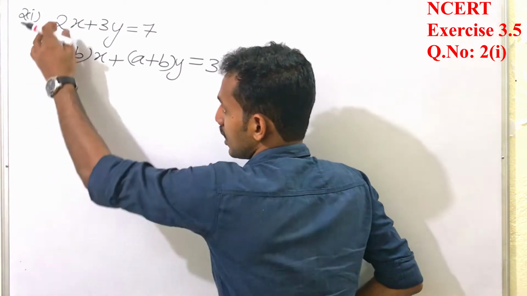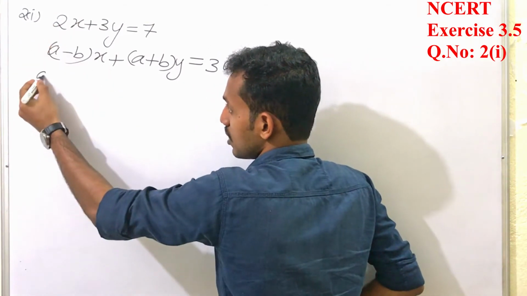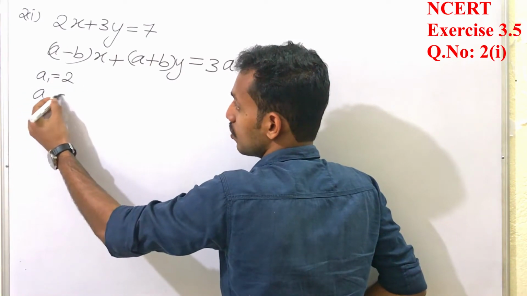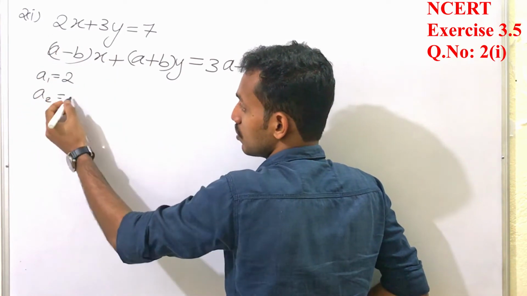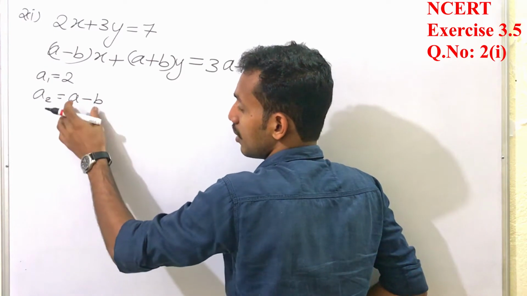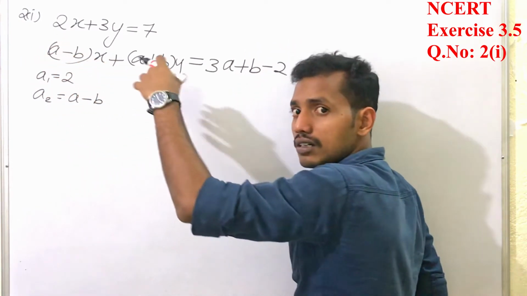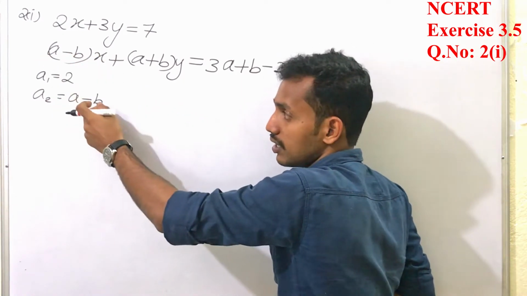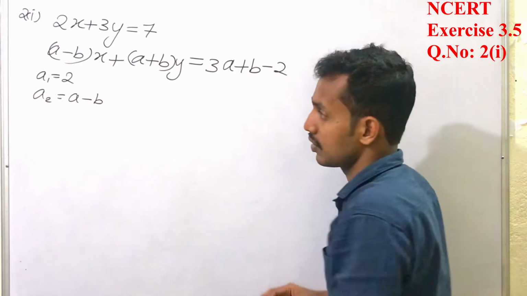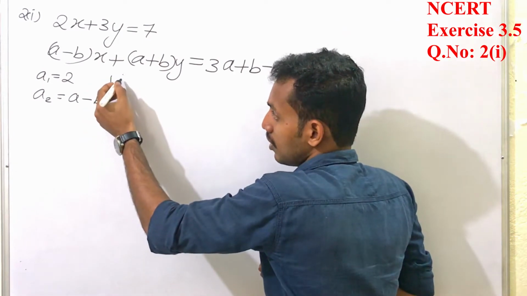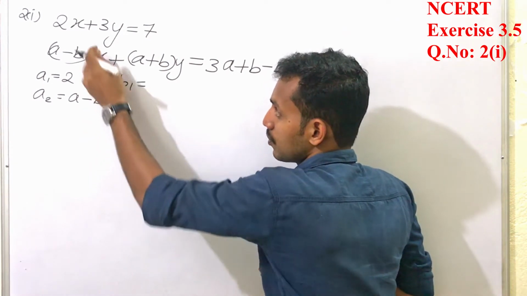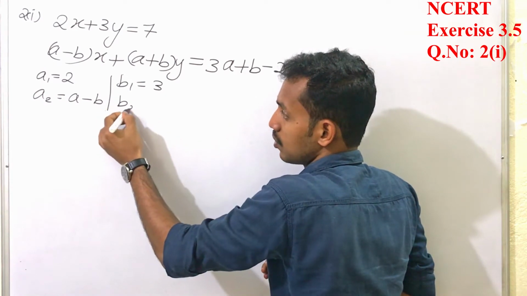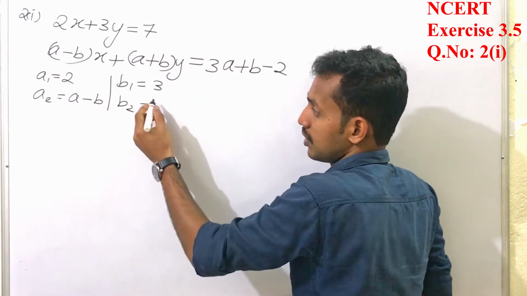So first we can write the coefficients of both equations. A1 is equal to 2 and A2 is equal to a minus b. Here a minus b are other real numbers, a and b are real numbers other than these coefficients. Similarly, B1 is 3 and B2 is equal to a plus b.